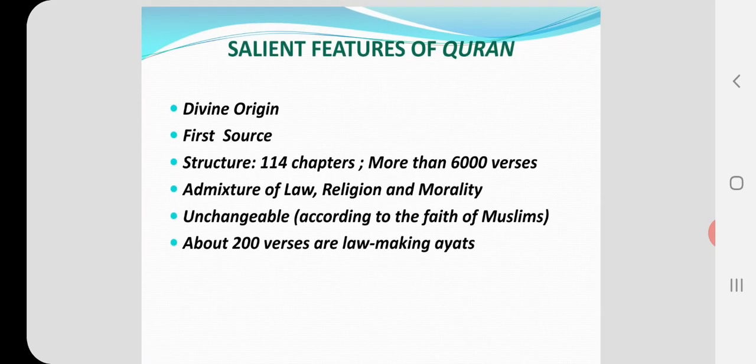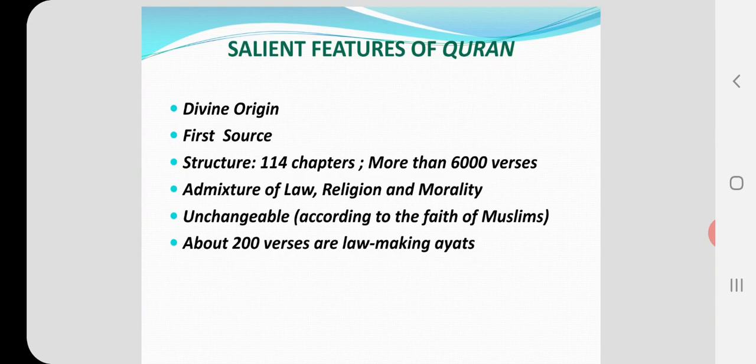Now, let us try to understand what are the salient features of this book. This book is considered to be of divine origin, as Muslims believe that this book is the book of God. Therefore, obviously, they consider it to be of divine origin. The second feature is that it is the first source of the religion and law. Religion, that means the religion of Islam and Muslim law. This is the first source.